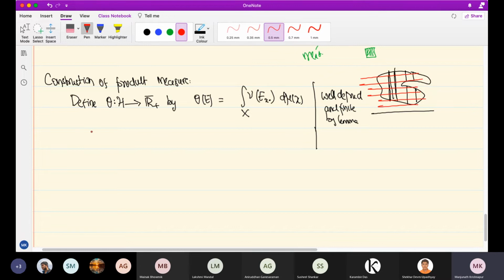Okay, so define tau from H to R plus by tau of E equal to the integral over y of mu of E^y. Now I take a horizontal section that is a measurable set in X. So sorry, I write.